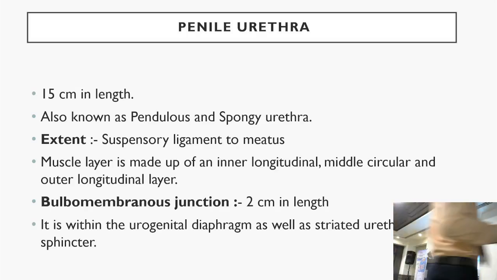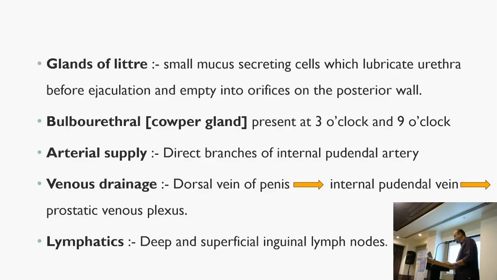Bulbomembranous junction is 2 centimeter in length, and it is within the urogenital diaphragm as well as the striated urethral sphincter. Then glands of Littre, small mucus secreting cells which lubricate the urethra before ejaculation and empty into orifices on the posterior wall. Bulbourethral glands present at the 3 o'clock and 9 o'clock position.